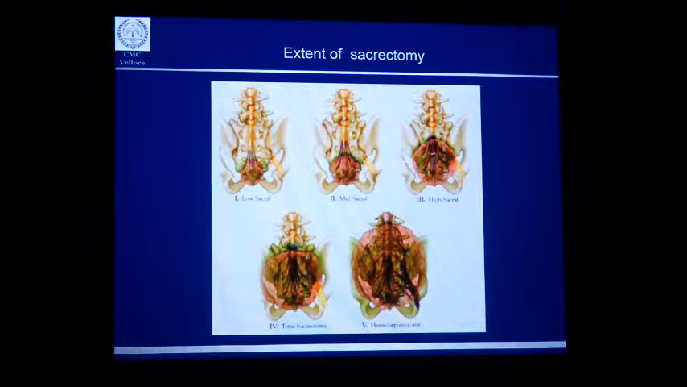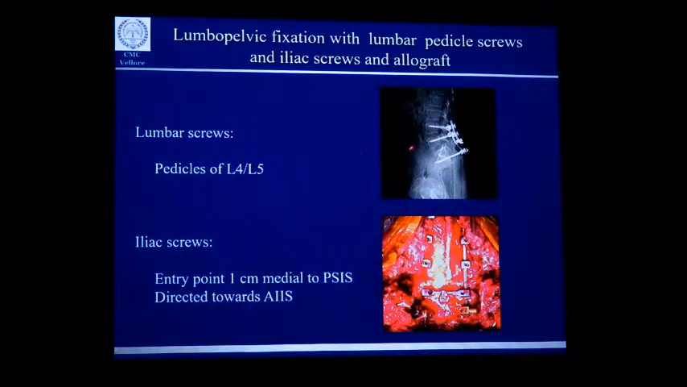But in case your sacrectomy is much higher and the sacroiliac joint is involved, you may have to do additional fixation, a lumbopelvic fixation with iliac screws. So this is a case where we had to do a high sacrectomy, and we placed pedicle screws at L4, L5, and then we had to place iliac screws.